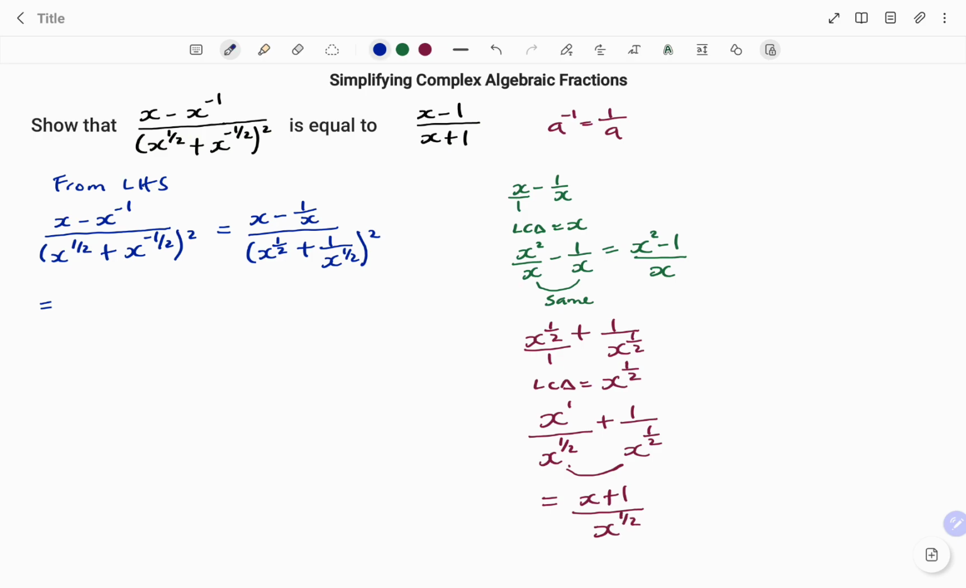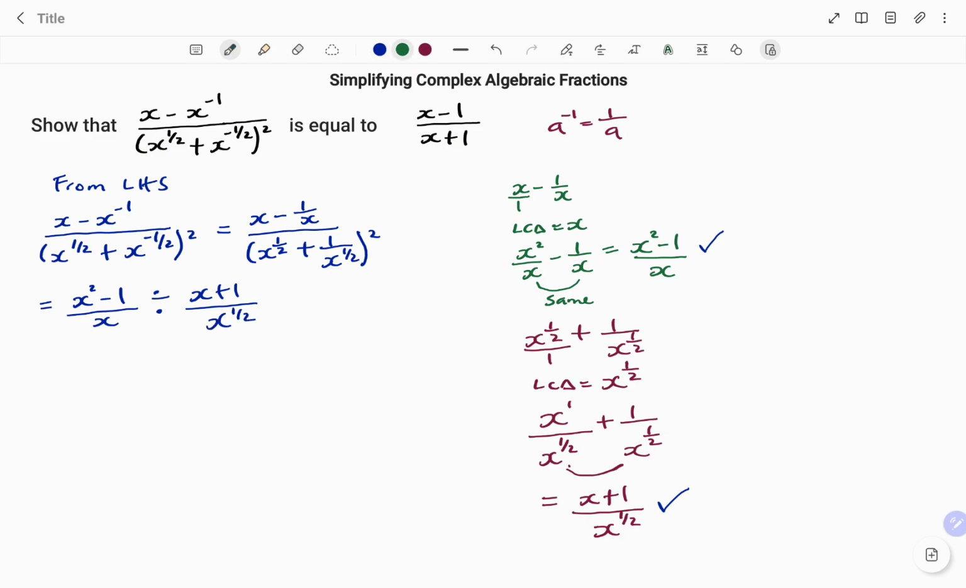So now I have my two solutions: the first one, my numerator, and my denominator. I'm going to put that back into my expansion. So what I have now is x squared minus 1 divided by x. I'm going to write this as a linear equation. I have divided by, for my denominator, x plus 1 divided by x to the power of 1 over 2.